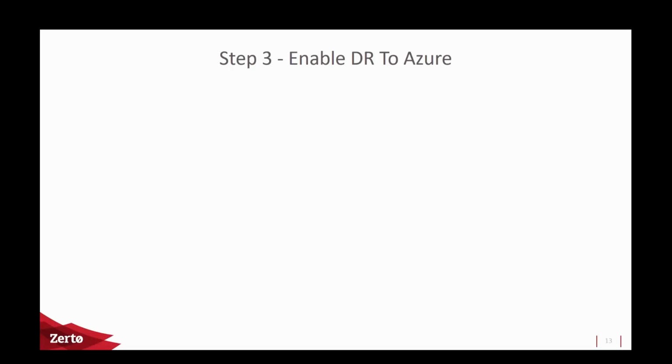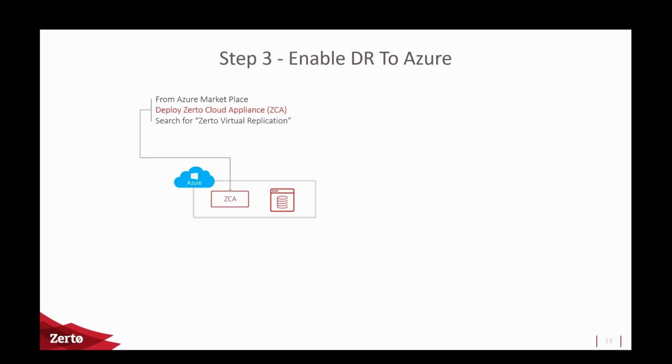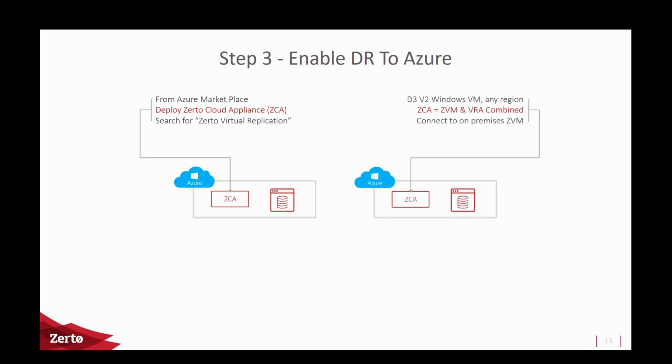So what's step 3? How do I actually enable DR to Azure? In Azure, you're going to go to the Azure Marketplace. You need to search for Zerto Virtual Replication and deploy a Zerto Cloud Appliance. The reason we're calling it an appliance is actually not because it is a Linux appliance. It's still running inside a Windows VM, specifically a D3 v2 size VM. It's actually a combination of a ZVM and a VRA. So it's giving you a management interface and it's writing all of the replica data into a storage account.